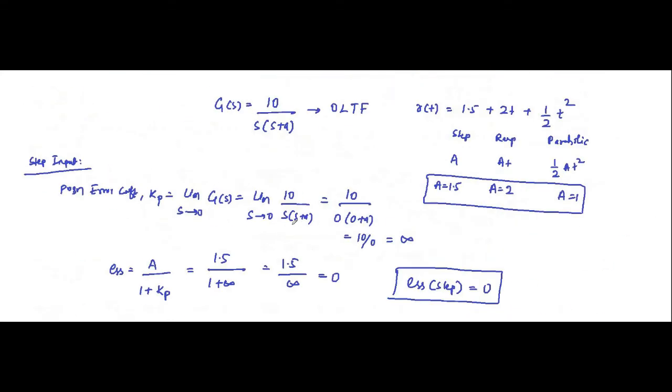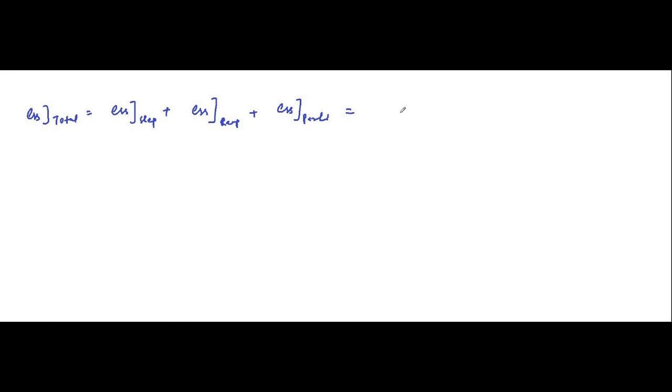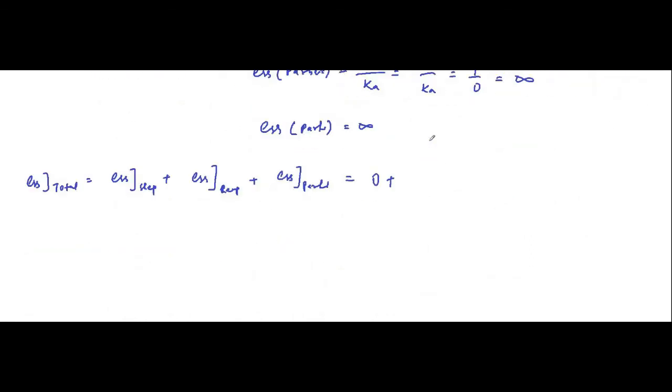So the total steady state error is equal to the steady state error due to step input plus the steady state error due to ramp input plus the steady state error due to parabolic input. For step input we calculated the error as 0. For ramp it was 1.801, and for parabolic it is infinity. So the total will be equal to infinity, because infinity added with anything becomes infinity. So the total error is equal to infinity.